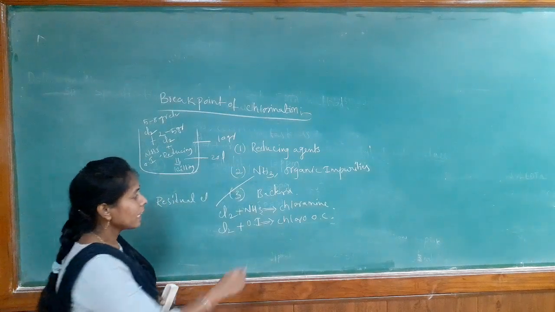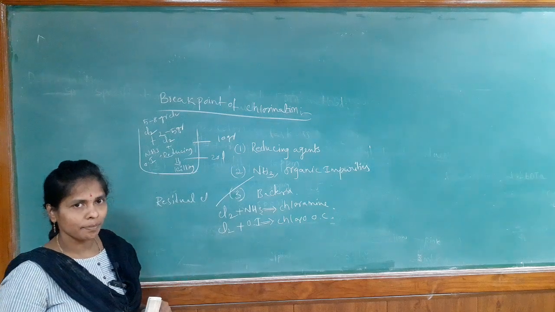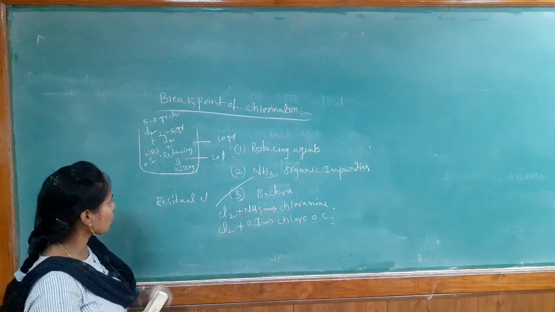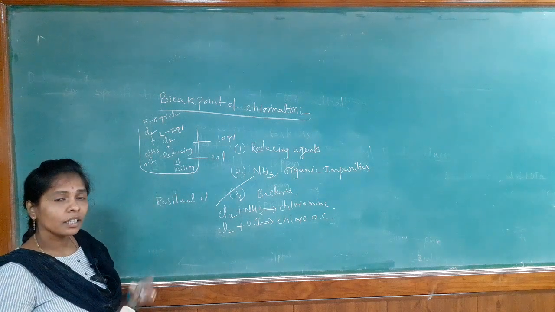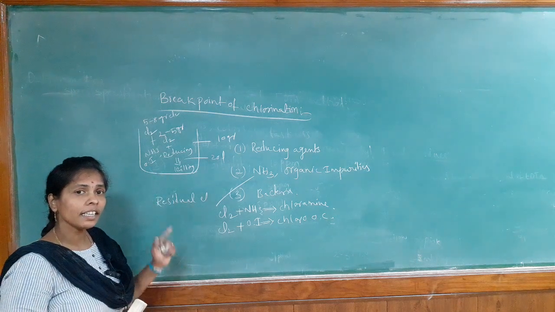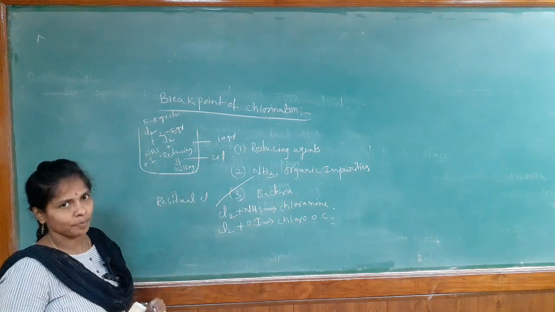That means it is in the combined state. In stage 2, it is in the combined state. That combined state is called the residual chlorine. That means at the second stage, the chlorine is existing in the combined state. So, at the second stage, residual chlorine is increasing.